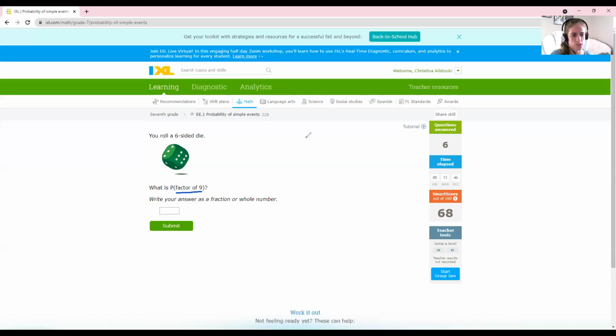Oh, lost my pencil there. Sorry, guys. So factors of 9. A factor is a number that multiplies to equal 9. So factors of 9, we have 1 times 9. Then we have 3 times 3. Anything else? Nope. So our factors of 9 are 1, 3, and 9.